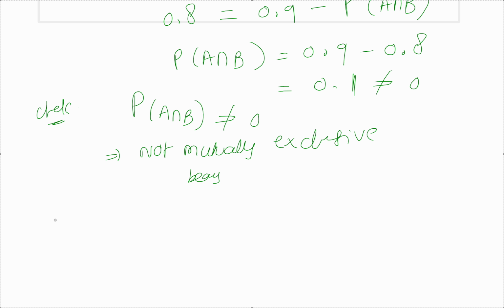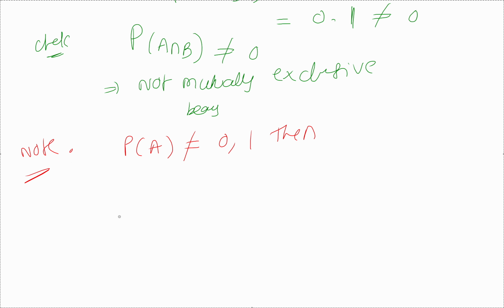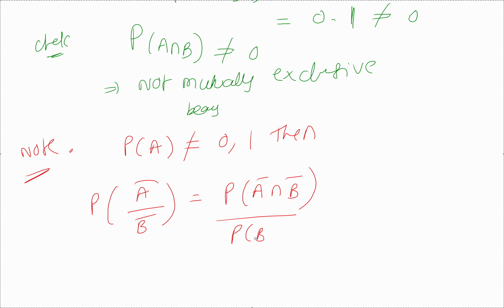And I have also given one important note, that is, if probability of A is not equal to 0, 1, then probability of A bar given B bar equals probability of A complementary intersection B bar divided by probability of B bar, that is equal to probability of A union B bar divided by probability of B bar.